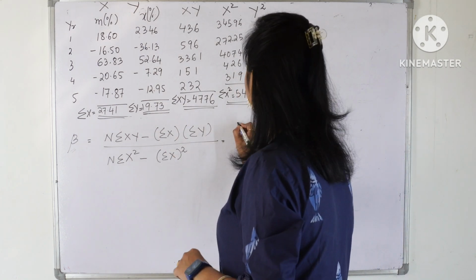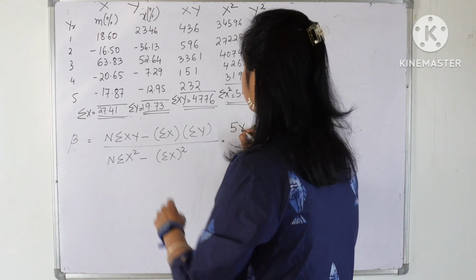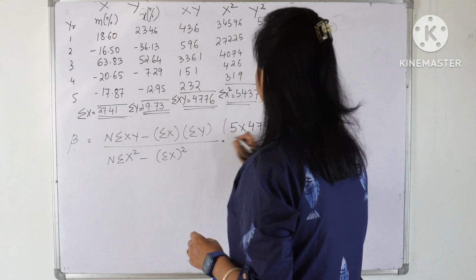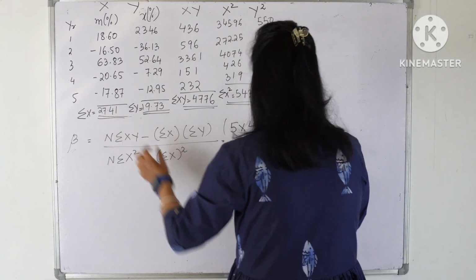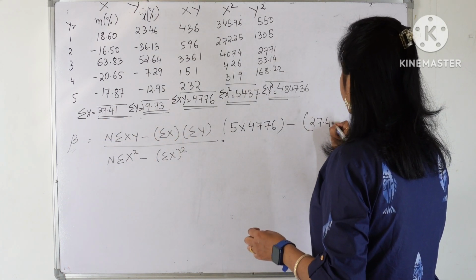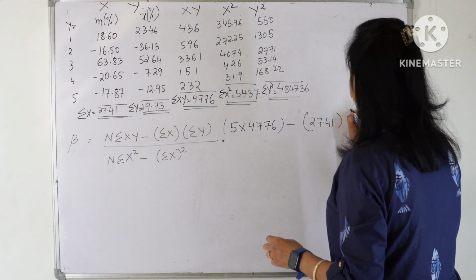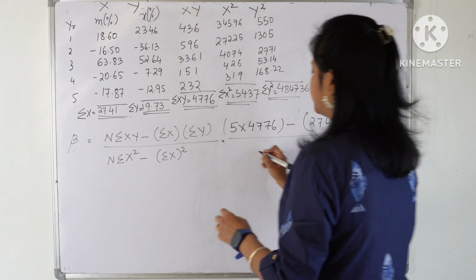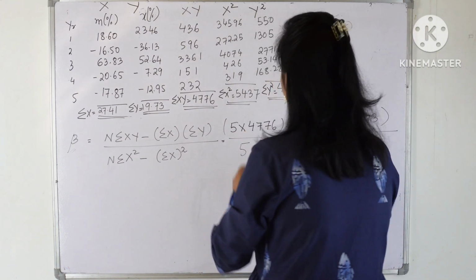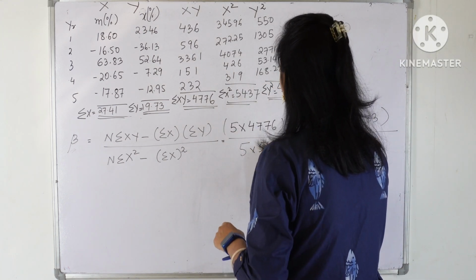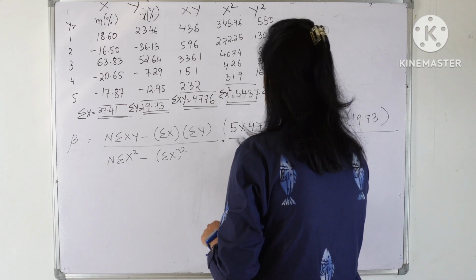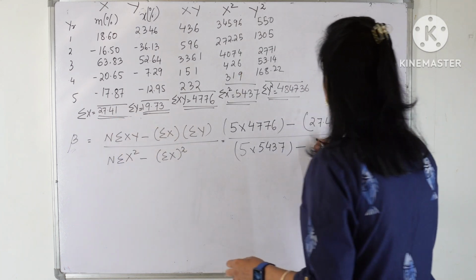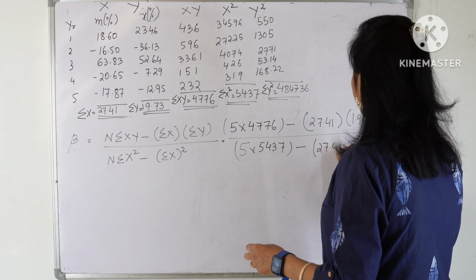We have n. N is the number of observations, 5. And then we have to multiply n with the sum of the product, 4776. Then we have to subtract sigma x, that is 27.41, multiplied with sigma y, that is 19.73. Then you have to divide by 5 times x square. X square is this one, 5437. And then you take sigma x whole square. So 27.41 whole square.